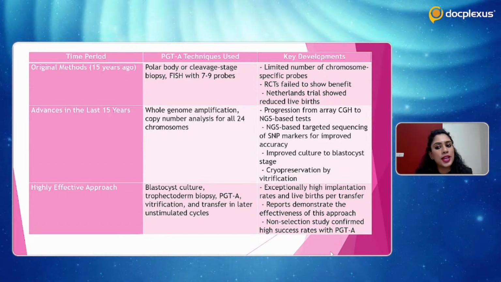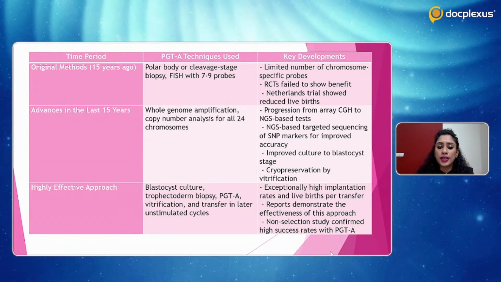There were RCTs which failed to show benefit, and there was a Netherlands trial which showed reduced live births when you conduct polar body or cleavage stage biopsy. But over the last 15 years, we have involved whole genome amplification, and copy number analysis for all 24 chromosomes has been done. Now the progression from array CGH to NGS-based tests, NGS-based targeted sequencing of the SNP markers for improved accuracy, improved culture to blastocyst stage, cryopreservation by vitrification, all that has come into play.